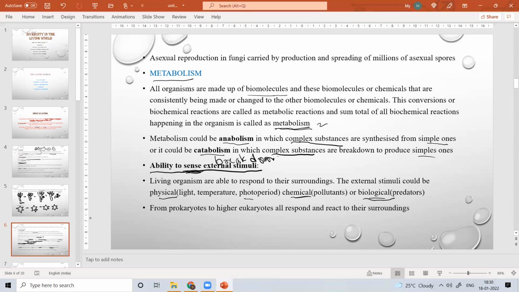We can sense, simply we can be conscious. Whatever is happening we can sense. That means the consciousness. That kind of consciousness is one of the characters that is possessed by living organisms. From prokaryotes to higher eukaryotes, all respond and react to their surroundings. So every living organism is able to react to their surroundings.